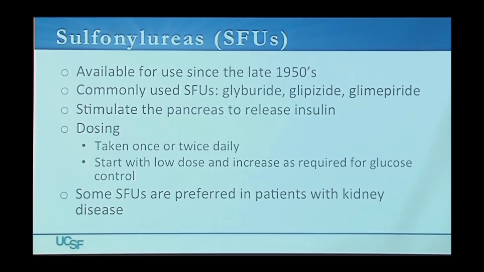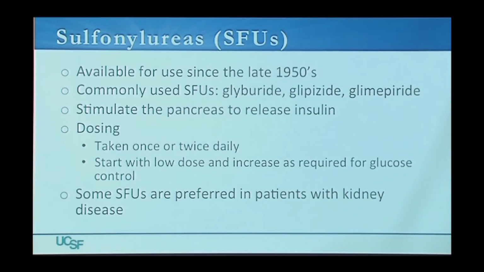Because as I said, the pancreas has a relative lack of ability to make enough insulin, and that's why the blood sugar is high. So these medicines increase insulin release. Generally taken once or twice a day, and we start with a small dose and slowly increase it, or what we say titrate, as needed for good sugar control. Now there are other sulfonylureas available, so these are some of the more common ones, and some are more preferred in people who have kidney problems, and so glipizide would be preferred in this situation. It has a lesser chance to cause low blood sugar or hypoglycemia.